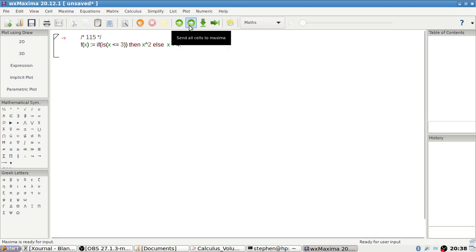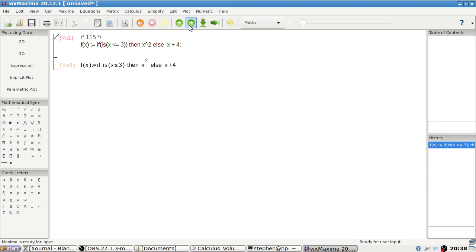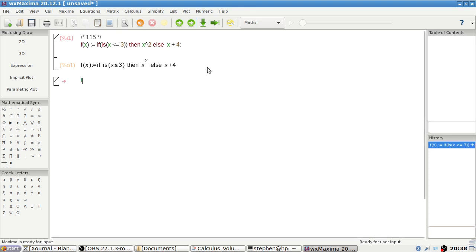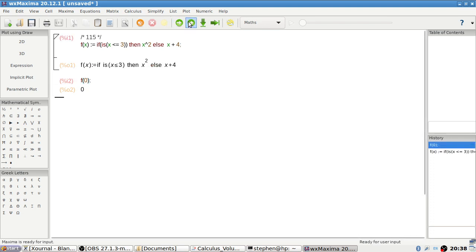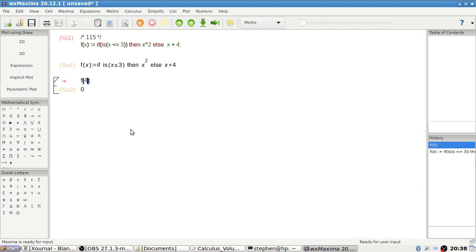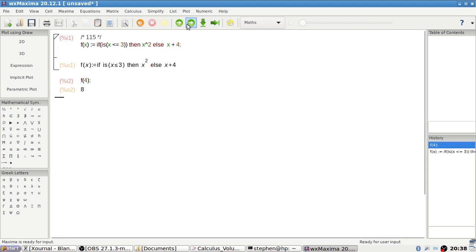Let's see. Let's try it. 3 should make 9. Okay. And then 0 should make 4. No, oh no, 0 shouldn't make 4. 4 should make 8. Yeah, it's working. Wonderful.